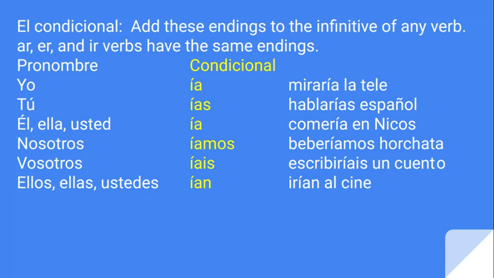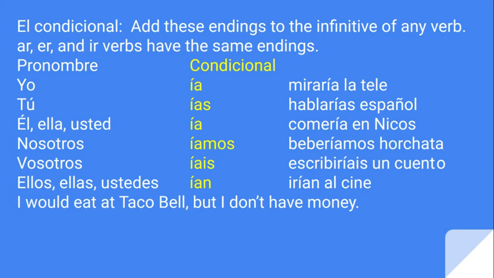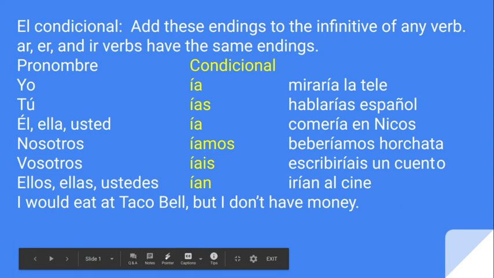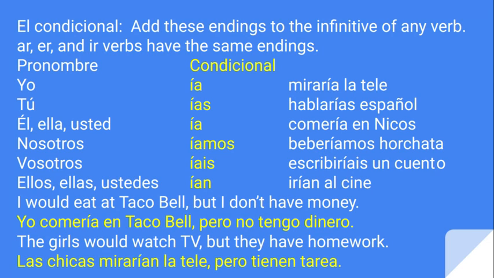So there's some reason why you can't do those, or maybe you could do those things, but it's dependent on another action. So we're going to see a lot of examples because that's the best way to do this, okay? So I would eat at Taco Bell, but I don't have money. Yo comería en Taco Bell, pero no tengo dinero. The girls would watch TV, but they have homework. Las chicas mirarían la tele, pero tienen tarea.